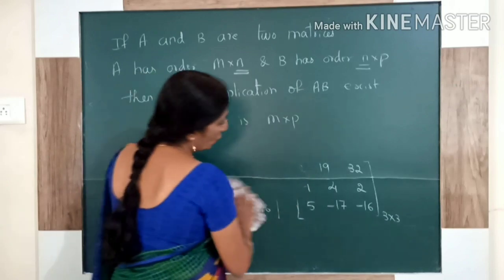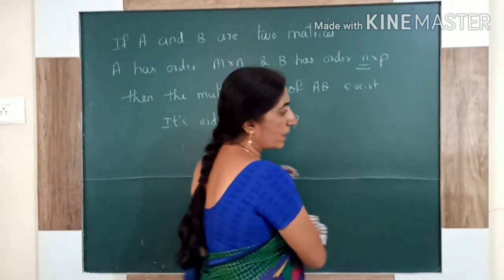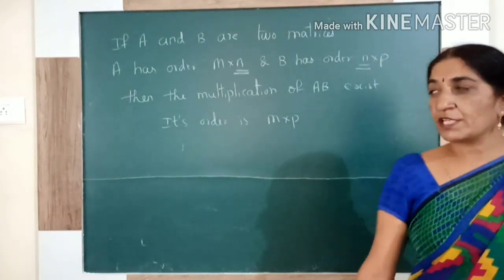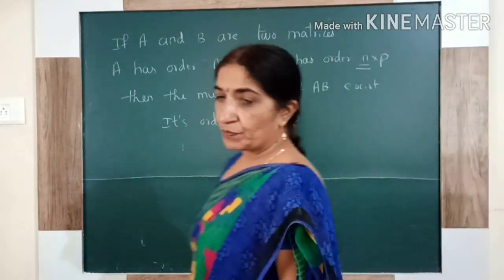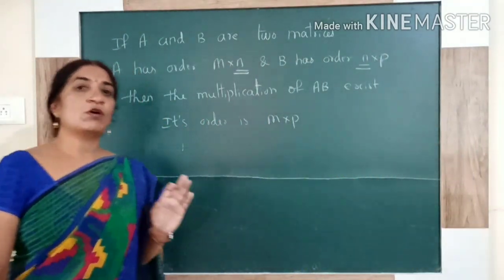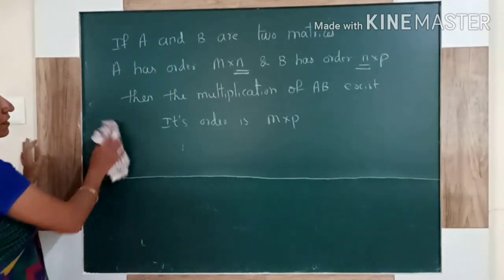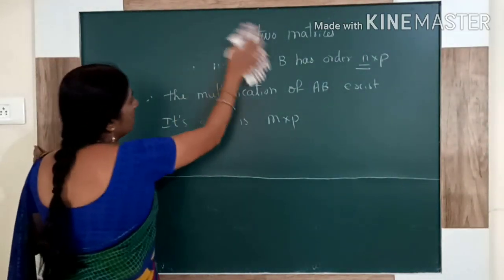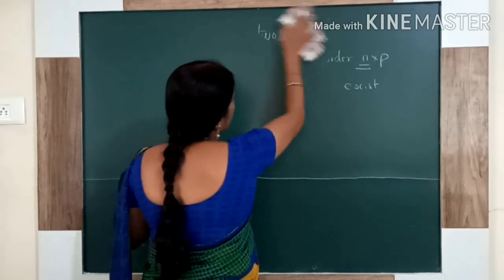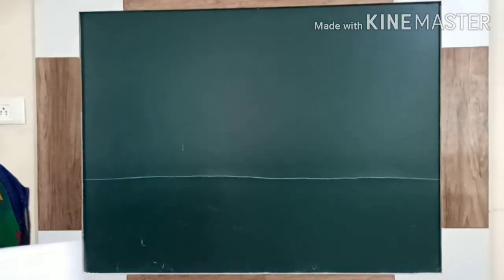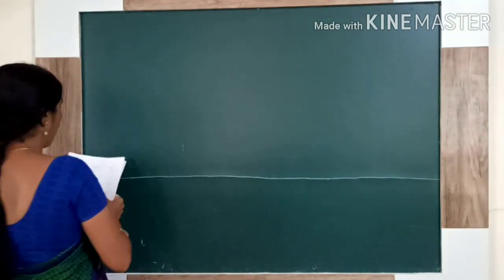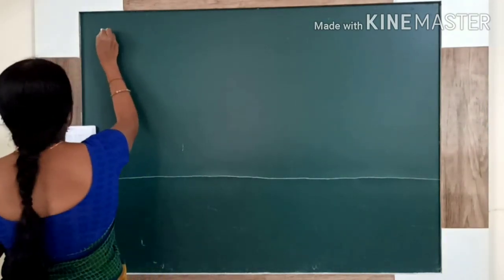Is it clear? So what you understood: when you are multiplying two matrices, you have to see that the number of columns in the first matrix is equal to the number of rows in the second matrix. Then only you can multiply two matrices. See, can we move to the next example? If you are thorough in the example, then only you will be able to solve matrix multiplication.